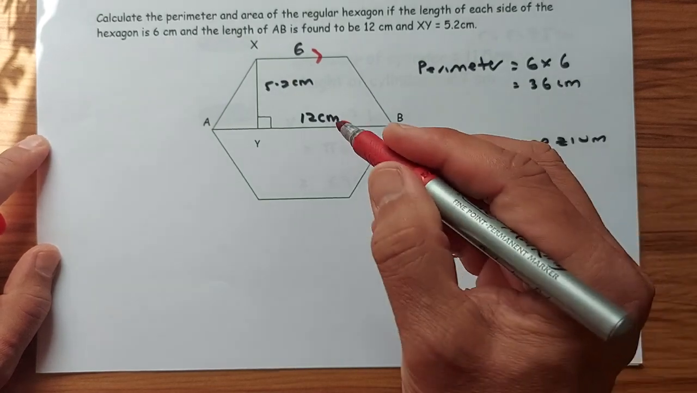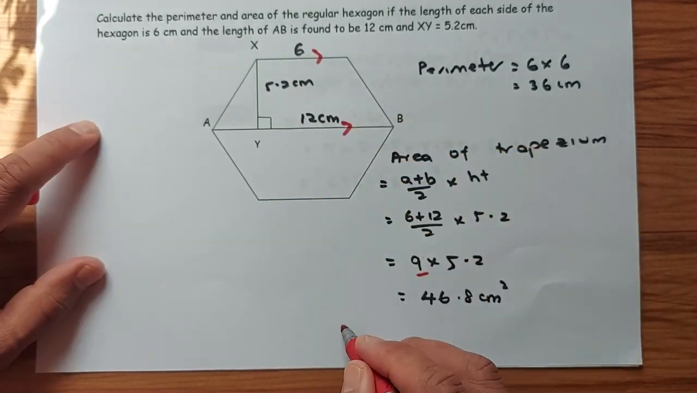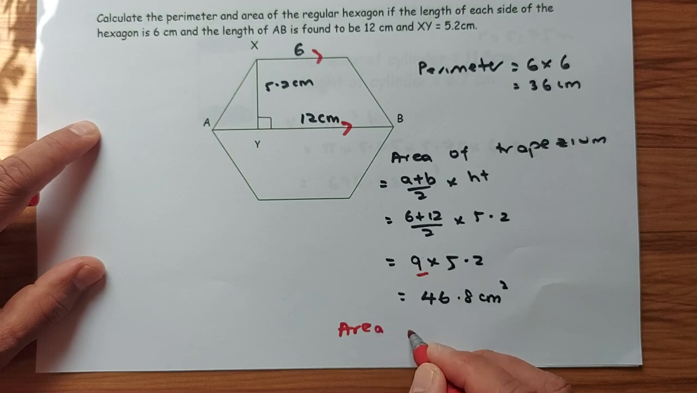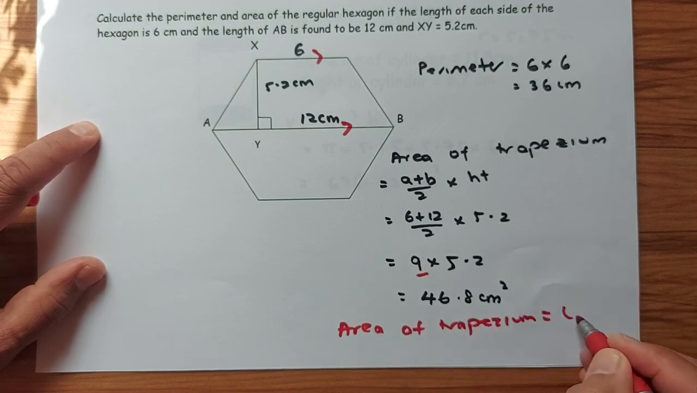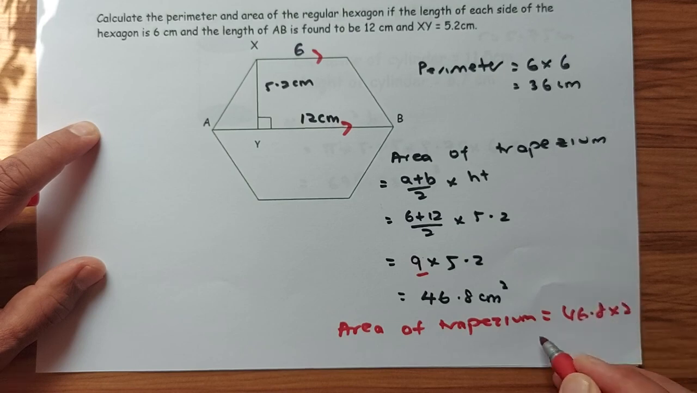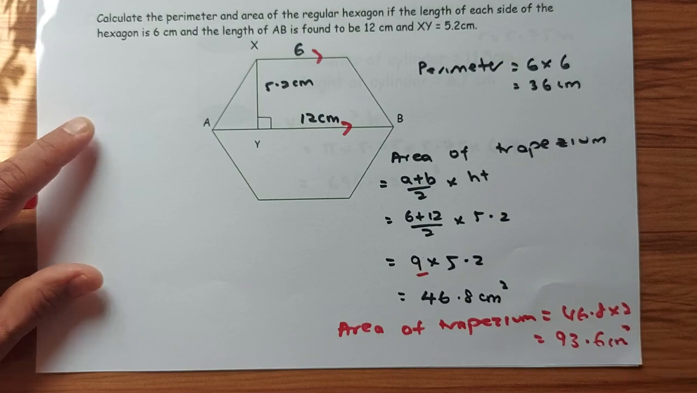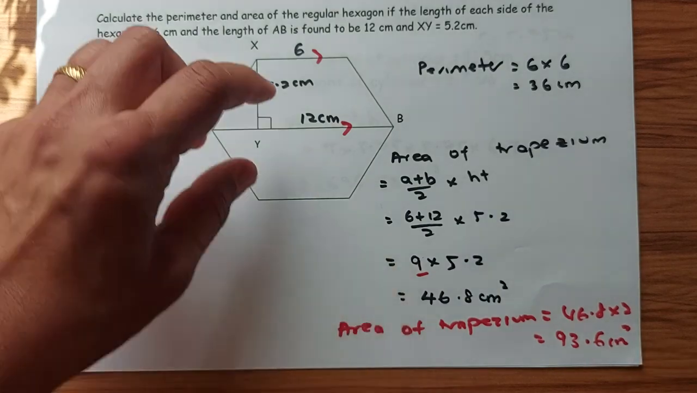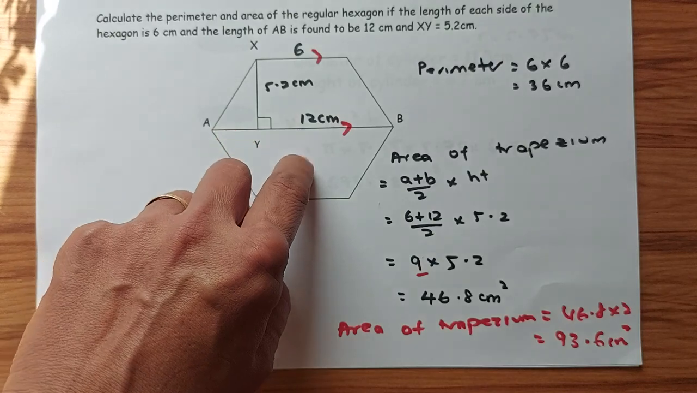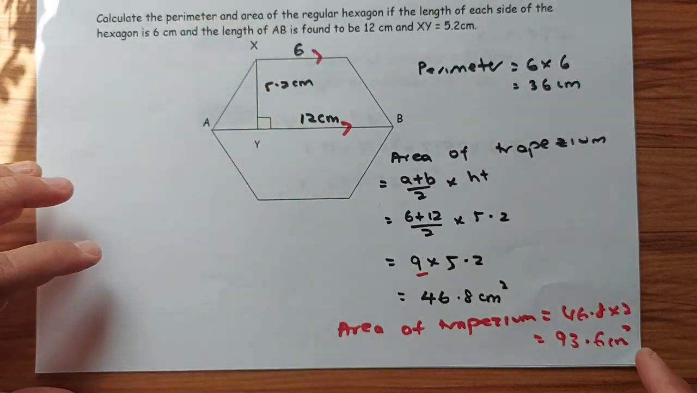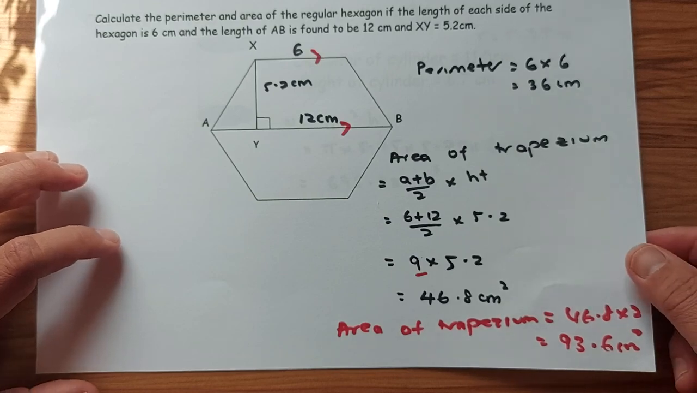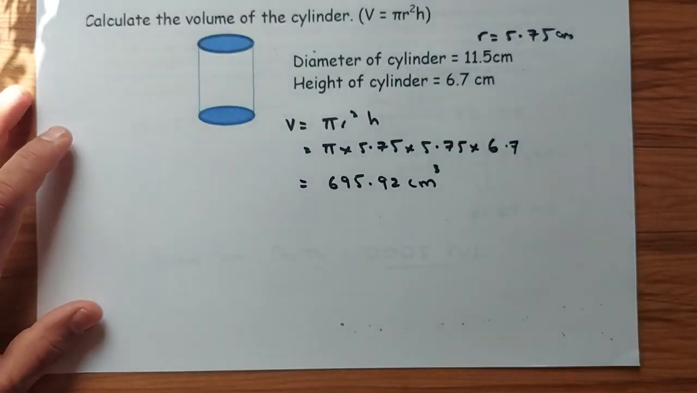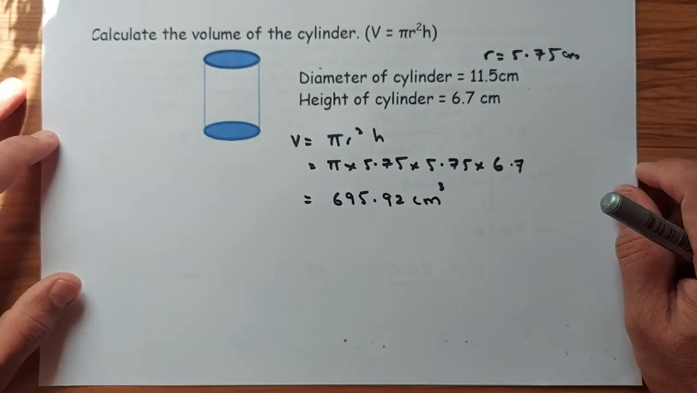I forgot, because there are 2 trapeziums, so the area of the hexagon is going to be double of that because we only calculated 1, so the answer will be 93.6 centimeters squared. Don't forget, you only found the area of the top part. You must also find the area of the bottom part, which is the same. So you must multiply by 2, and the answer is going to be 93.6 centimeters squared. Okay, great, good.